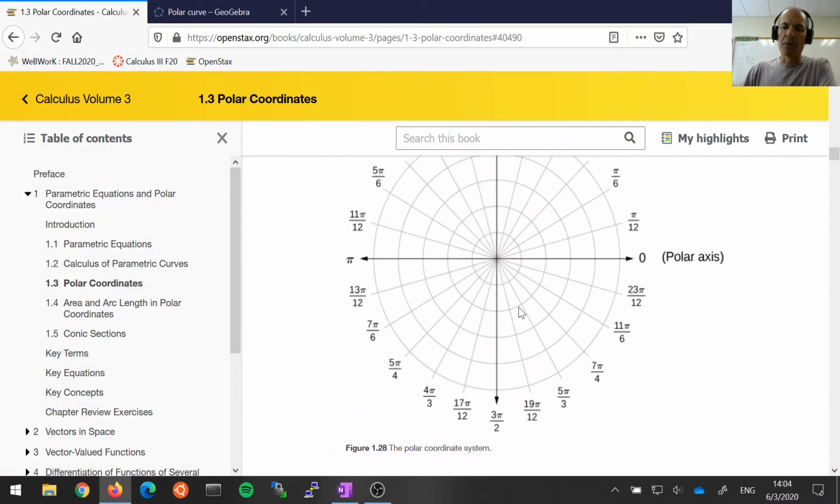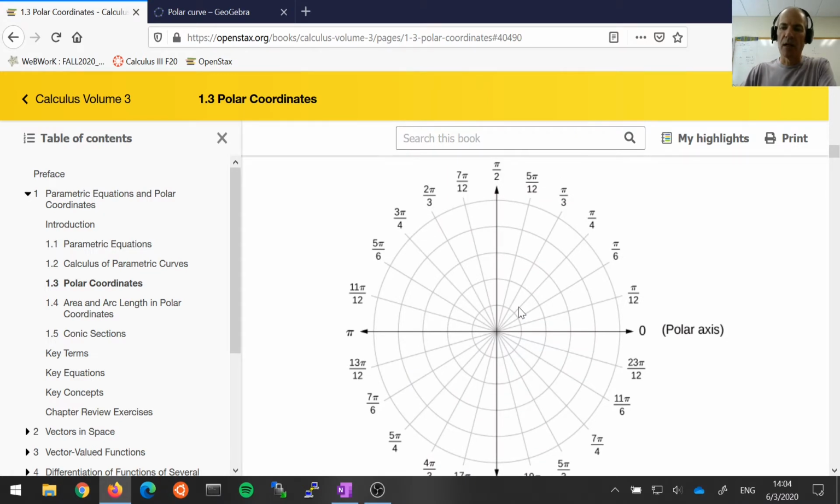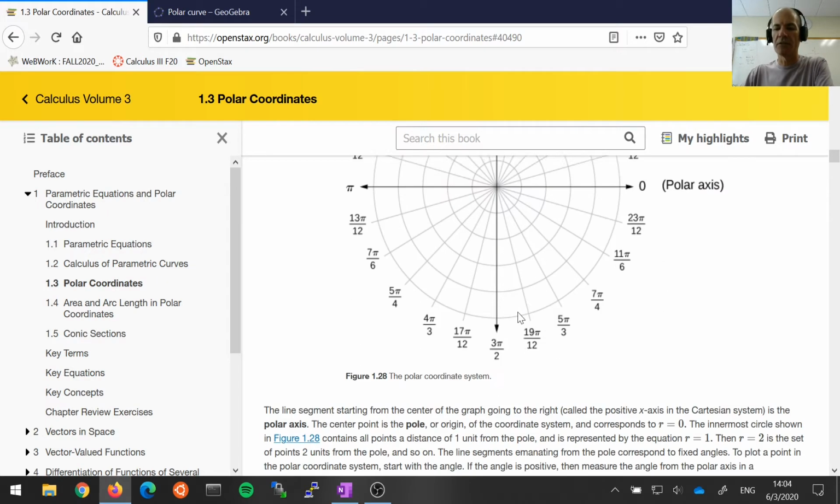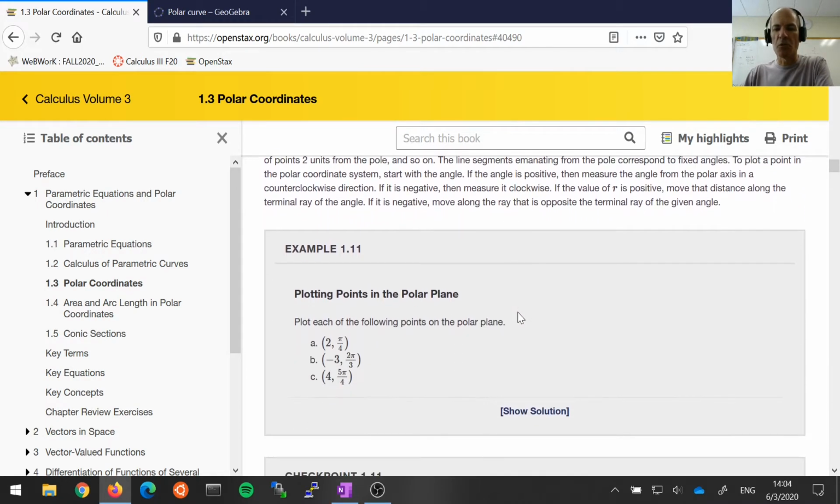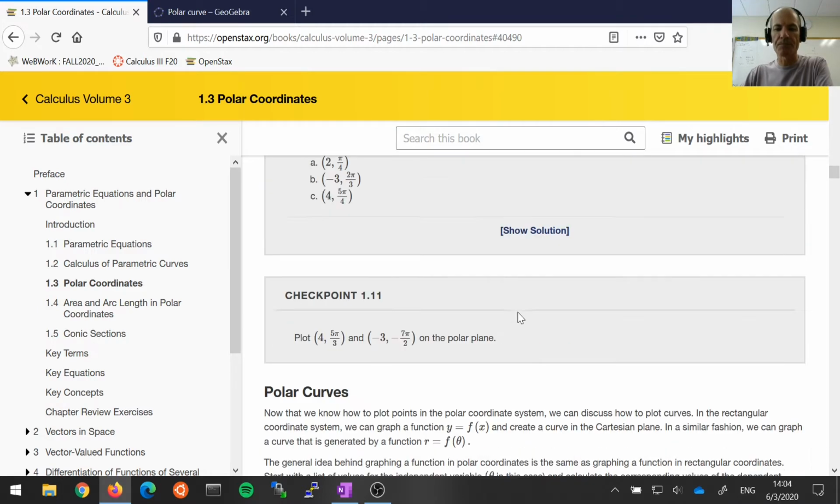So that's what the polar coordinate system looks like on the plane. As I noted earlier, it doesn't really matter. You can get to any point on the plane using either Cartesian/rectangular or polar coordinates. It's just a different way of describing locations.